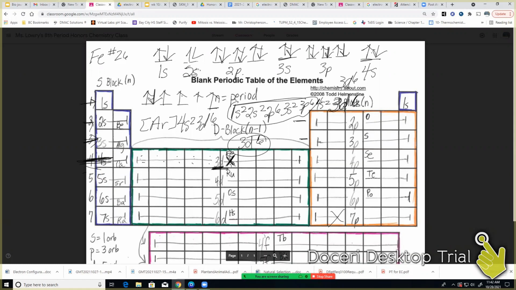All right, I want y'all to try element number 53, which is iodine. And it's right here on your periodic table. Like I said, it looks a little different because of the way our periodic tables are. But it's element number 53 right after Te. So try the 3 different types.